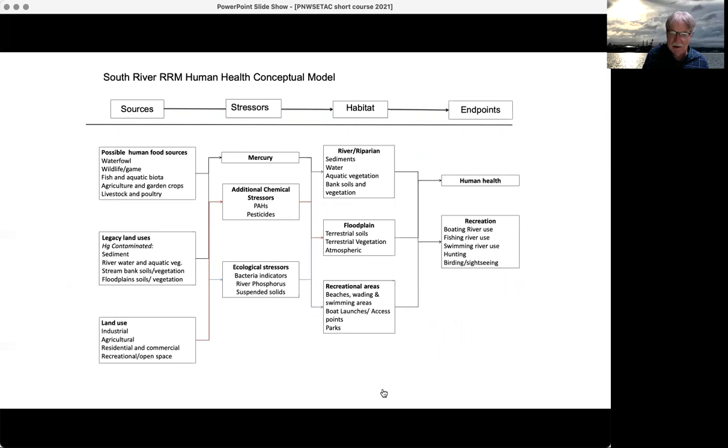We have, again, our conceptual model. We write the conceptual model in the same format that we do the other materials. So we have sources, stressors, habitat, endpoints. In this case, the source for this particular pathway is human food sources. Another one's legacy land uses, where it's been contaminated going back decades. The stressors we're looking at are the mercury, additional chemicals, and bacteria, phosphorus, TSS, and so on. The habitats within the risk regions are sediments, water, the floodplain, and the recreational areas. The endpoints are focused on human health and the recreational uses.